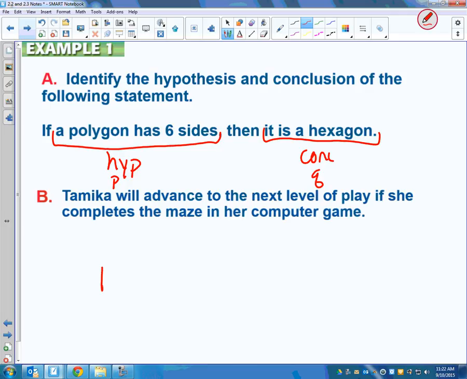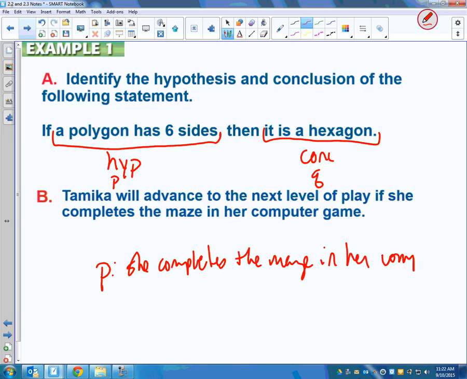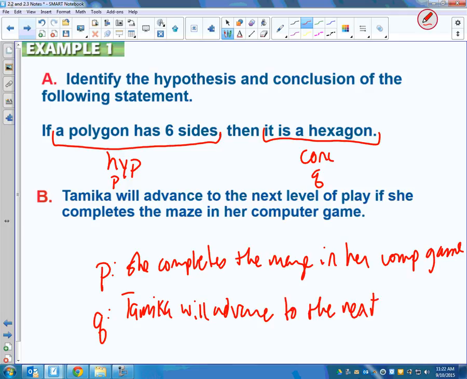So we're going to say here, P would be she completes the maze in her computer game. Then the conclusion, Q, would be, when I wrote this on my paper, I said she. We could say Tamika, I guess. Tamika will advance to the next level. See what I mean about writing that fast?